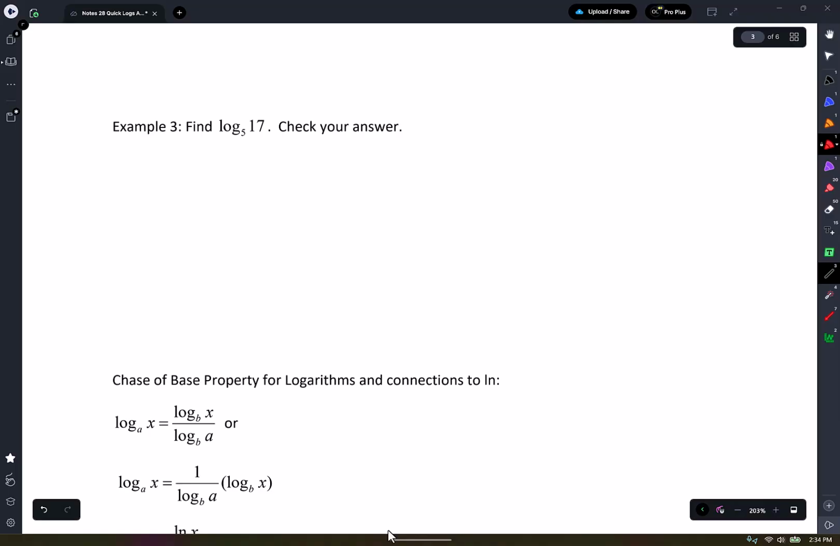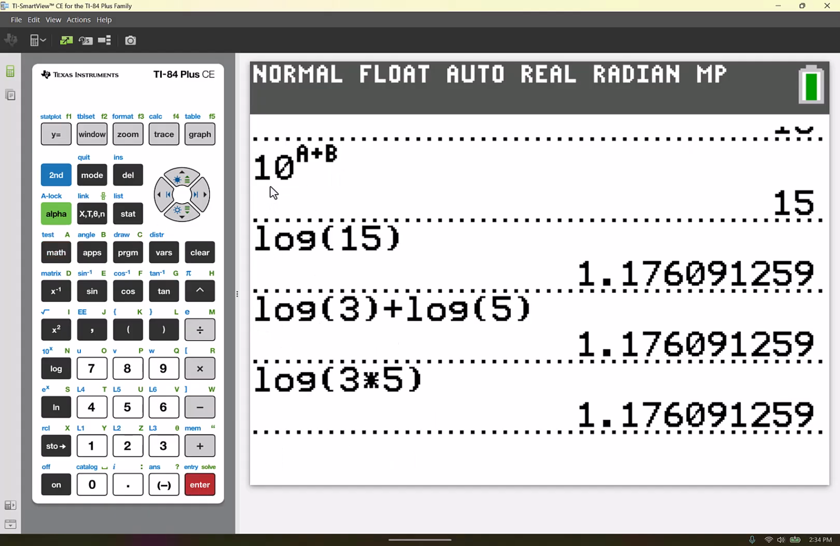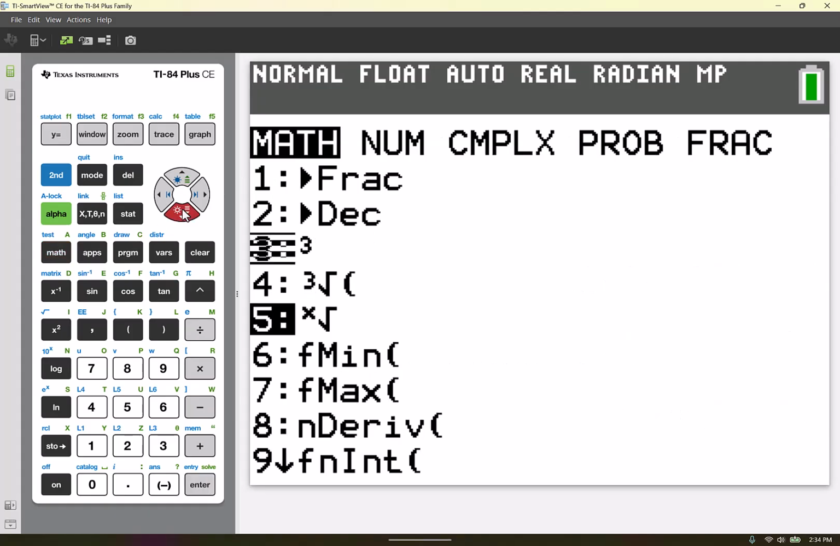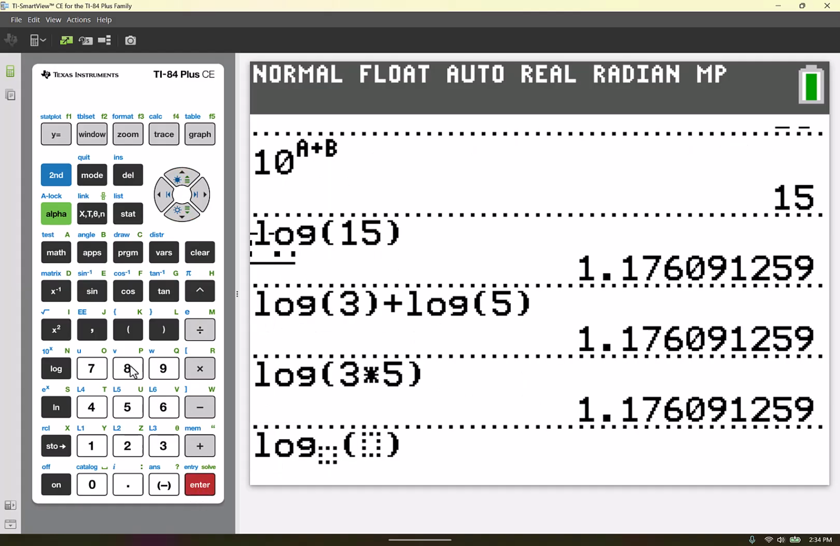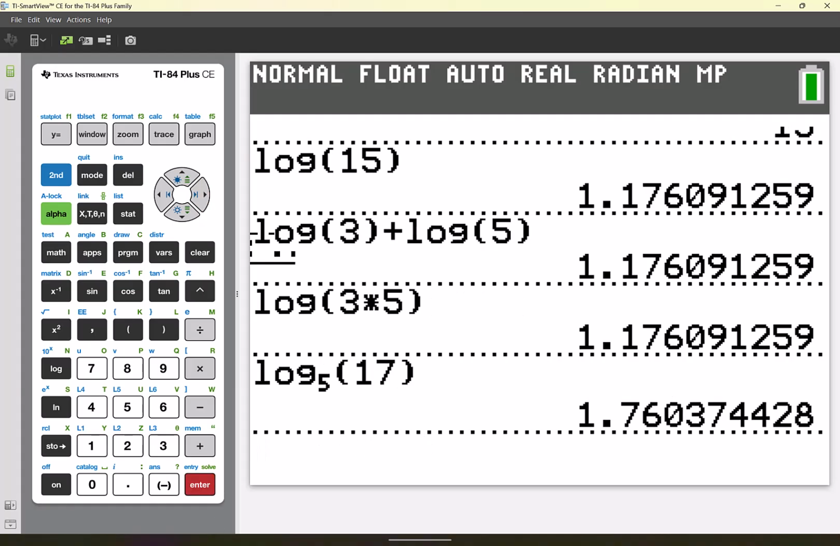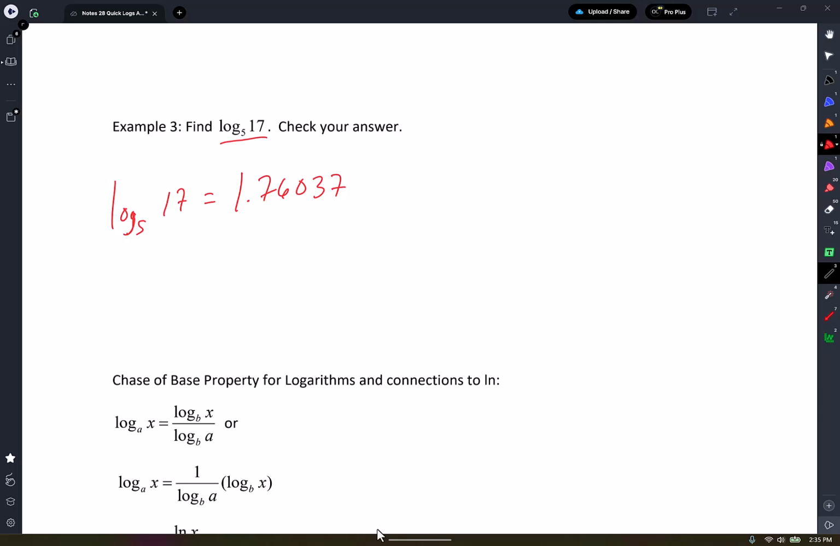Back in the day, this used to be, I guess, complicated, quote unquote. I guess it goes even further back, like log rules. Now you can just type this into your calculator. If I wanted a decimal approximation of this, I would take my calculator, click on math, and look for something called log base. Scroll down until you see log base. There it is, letter A, and you push enter. Then you push 5 here, and 17 here. And there's my answer, 1.76037, and it keeps going.